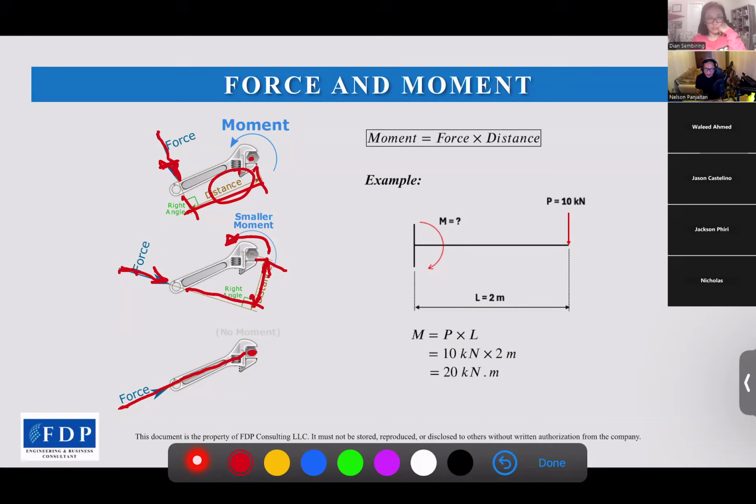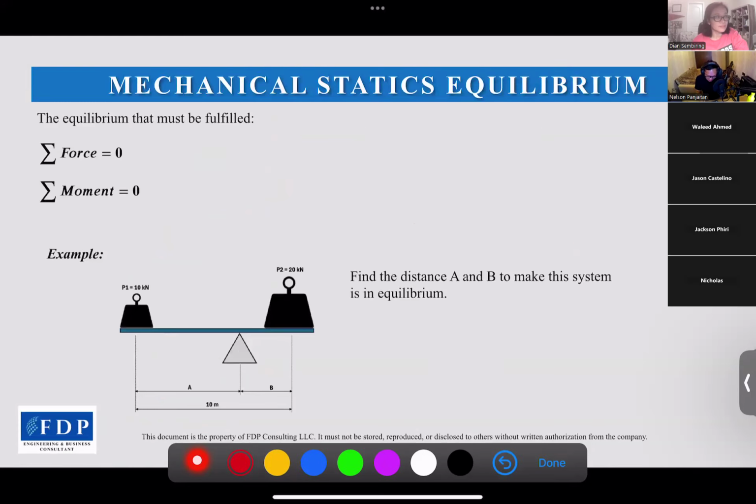So there is a correlation between force and moment. Moment happens because the force is acting at a distance between the force and the center of the moment. If there is no distance, then there is no moment, like this case. So yeah, that's force and moment, and then we talk about mechanical statics equilibrium.